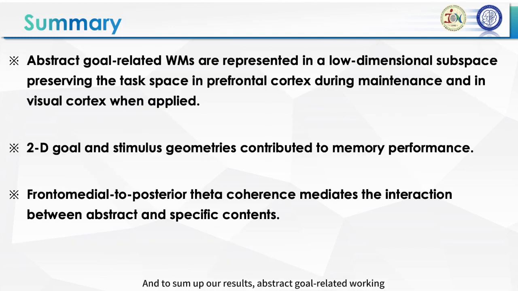And to sum up our results, abstract goal-related working memories are represented in a low-dimensional subspace that preserves the designed task space. And this representation is first in prefrontal cortex when it's first encoded, and when it needs to be applied with concrete information, it is transferred to visual cortex. And both 2D goal and stimulus geometries are important to memory performance. And lastly, frontal medial to posterior theta coherence, or FMT for short, serves as a potential mechanism underlying the interaction between abstract and specific working memory.